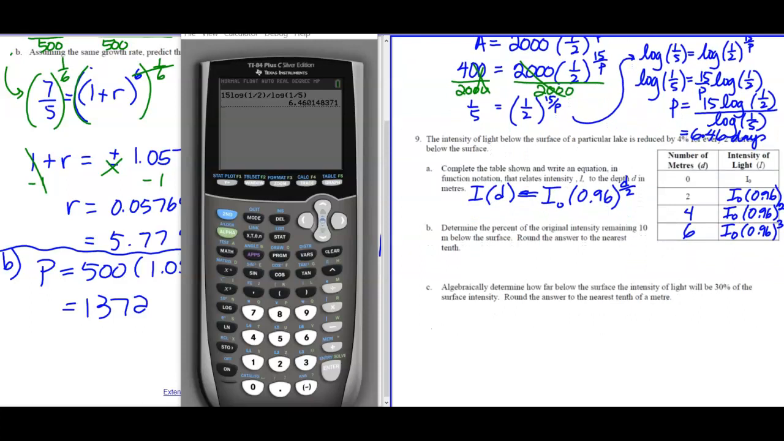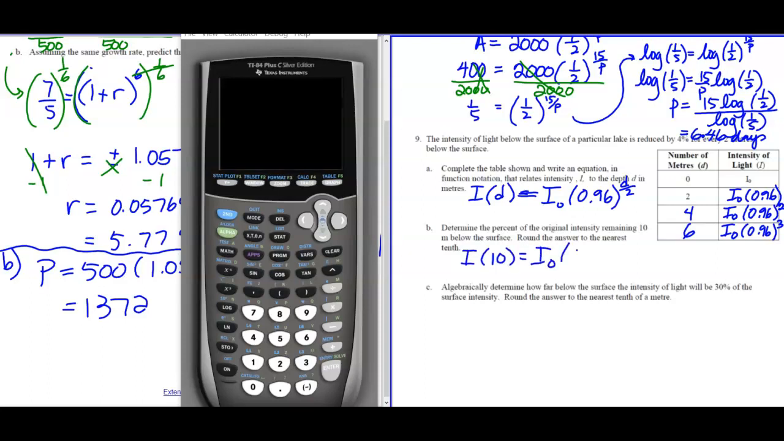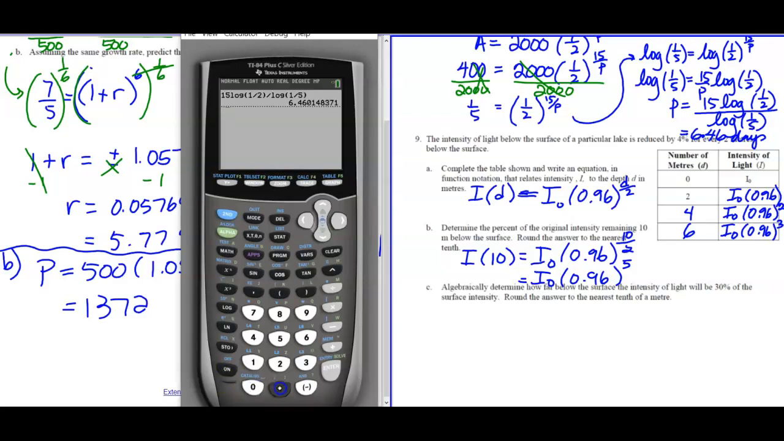So determine the percent of the original intensity remaining 10 meters below the surface, rounded to the nearest tenth. So obviously you could extend your chart, but you are really taking a look at when d is 10. So I of 10 equals I naught times 0.96 to the 10 over 2. So we want 0.96 to the exponent 5.